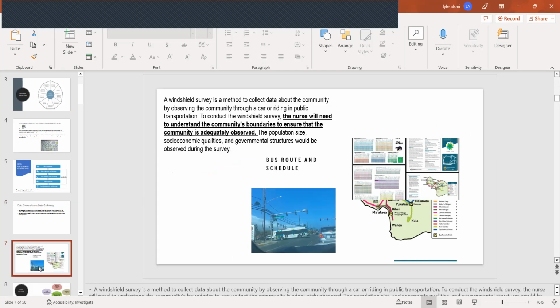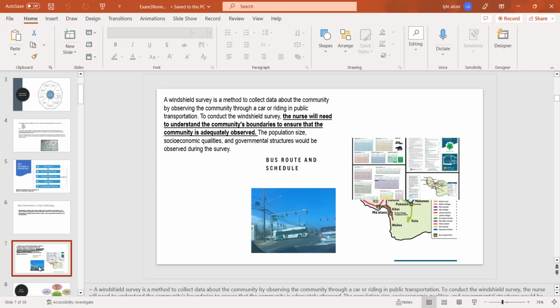We take a look at our windshield survey, which is what you guys are doing for week 9's assignment. And a windshield survey, we know we have to go and we observe a community through a car, riding in public transportation. Most important, we need to know our boundaries, because if we don't know where the boundaries start or end, it's going to be really difficult to do a windshield survey of a community.